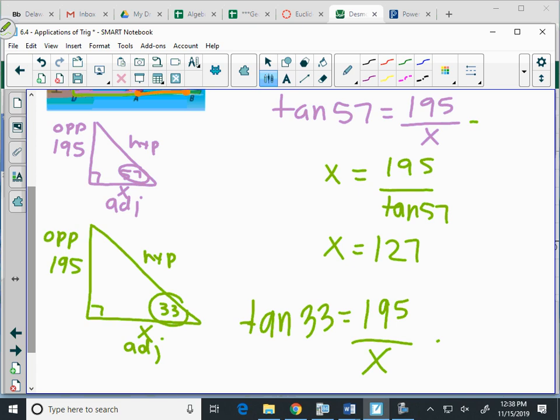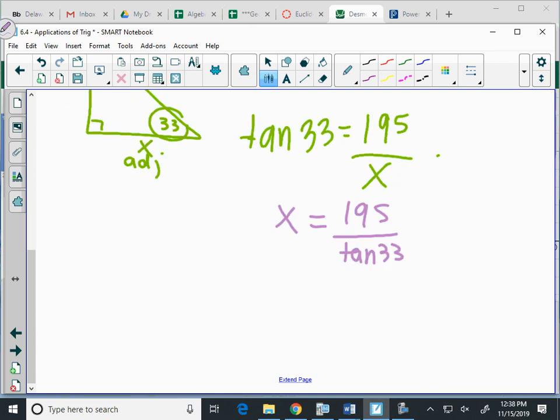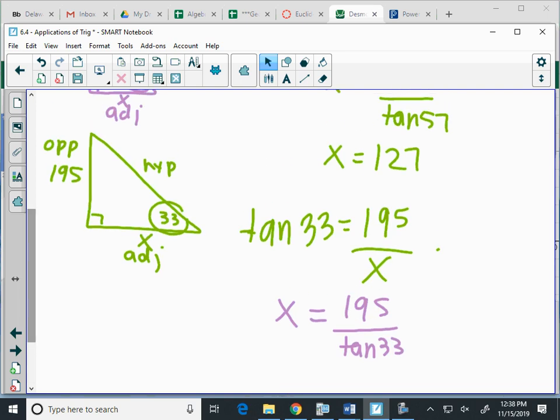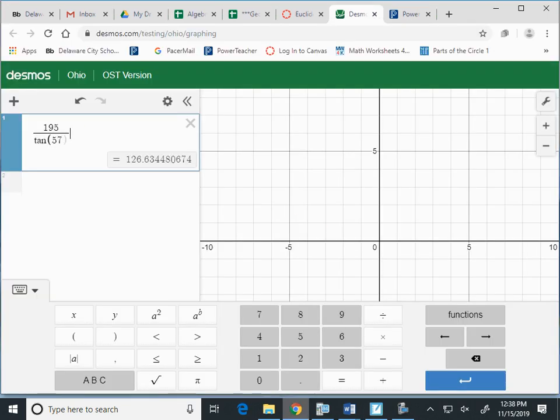Okay? X is down low. So again, we switch a row, and plug it in your calculator. Again, even this is the same. We divided 195 by the tangent of 57. Same thing, but we just swapped out the angle. Everything's going to be the same when you have those double triangle problems. So type it into Desmos or your calculator. And it's about 300.